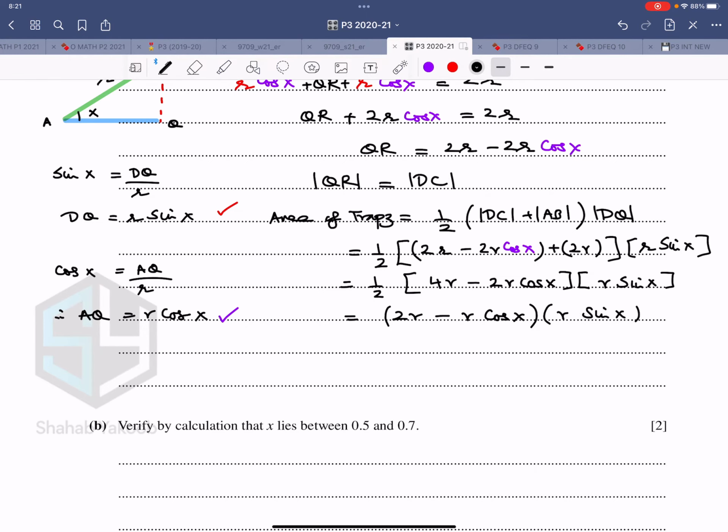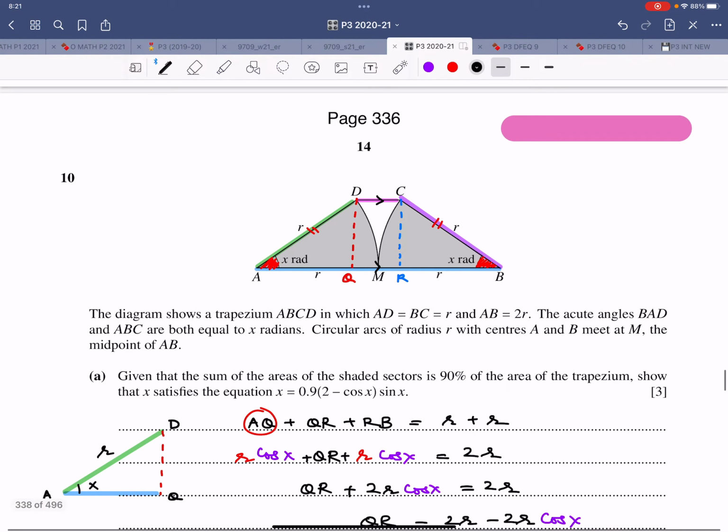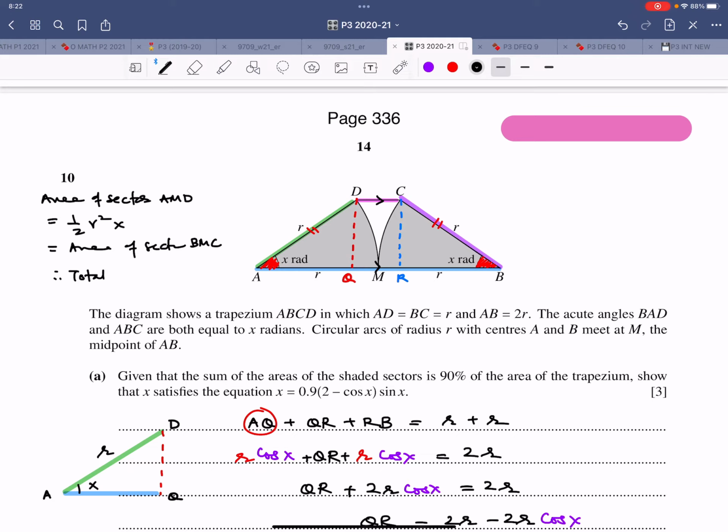What else do I need? I need the area of the sector. So the sum of the areas of the shaded sector. So area of sector, let me call this thing AMD. That is half r square theta. That is the same thing as area of sector BMC. Therefore, total shaded, that is r square x, because it's 2 times this.